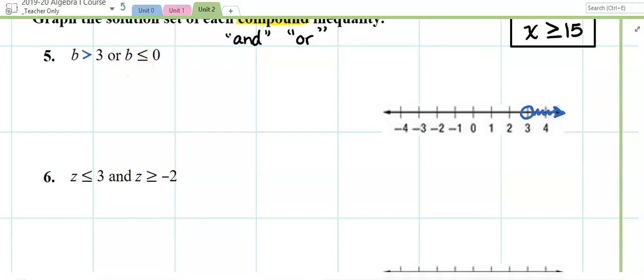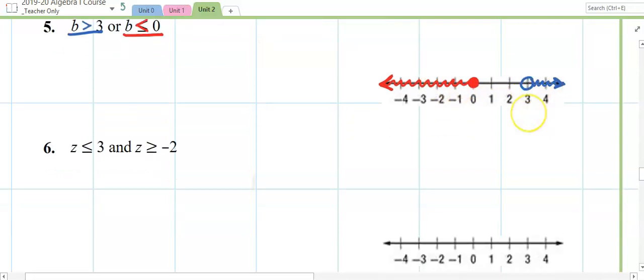Next, I'm going to graph b less than or equal to 0. I'm going to change colors just so that you can see the two pieces. So this was the blue part of my shading. This will be the red part. I'm going to put a closed dot on 0, and I'm going to shade to the left this time where the arrow points to the left. So I actually have two pieces of my graph shaded now.